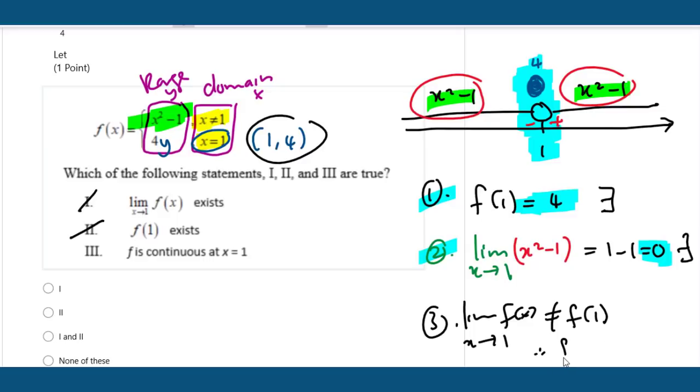So the conclusion is that f is not continuous at x equals 1. So the statement here, f is continuous at x equals 1, is not true. So the answer is true, 1 and 2 only. This is the answer. Okay.